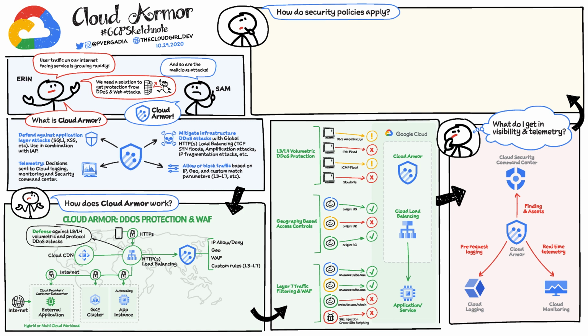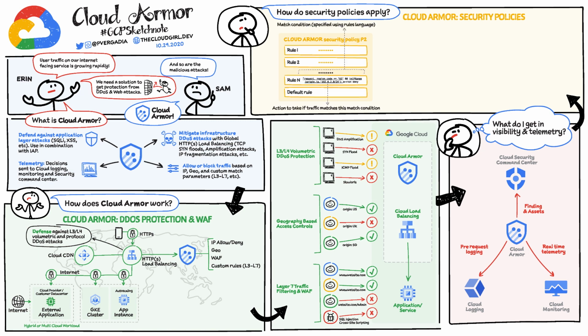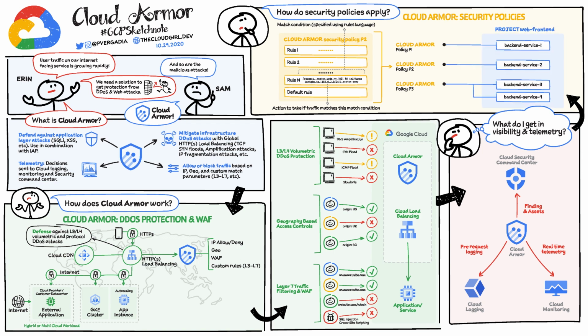Now, the details. Each Cloud Armor policy consists of a prioritized list of rules as well as a default rule. Cloud Armor evaluates an incoming request against each rule in the priority order. The first matching rule dictates the action to take, which is to allow or to deny the traffic. If the traffic doesn't match any rules, then the action of the default rule is applied. One policy can be attached to multiple backend services, but each service can only have a single Cloud Armor security policy.